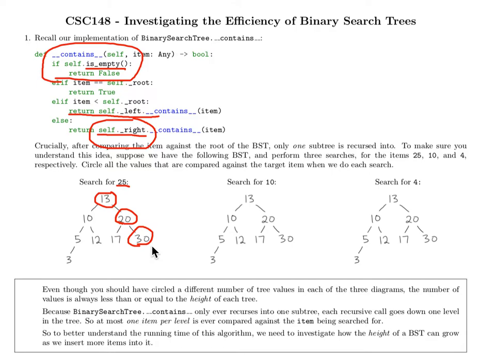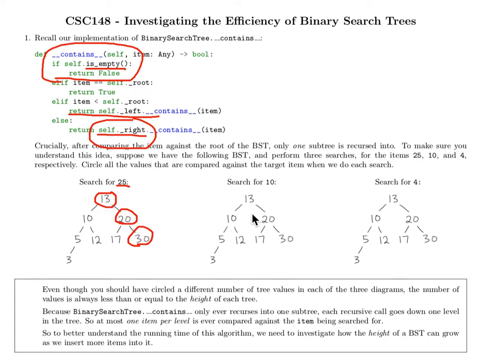And at this point, we have found that it's not in the tree because there's no further children to recurse into, so we're done. This will return false, back up the tree, and our contains method overall will return false. So when we're looking for 25 in this tree, we only have to compare 25 against 1, 2, 3 nodes.